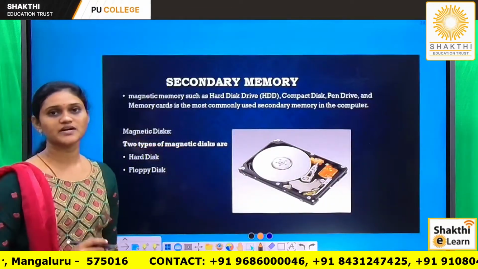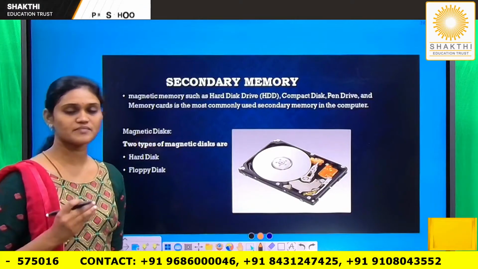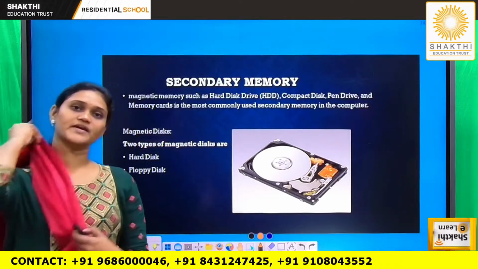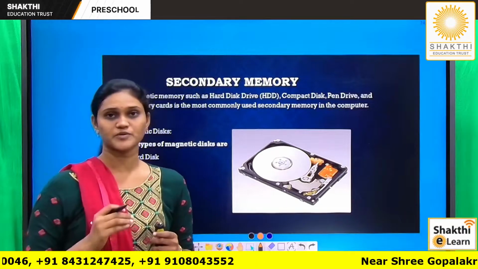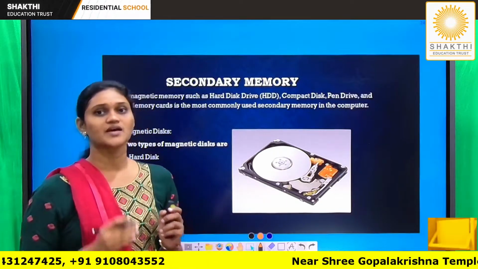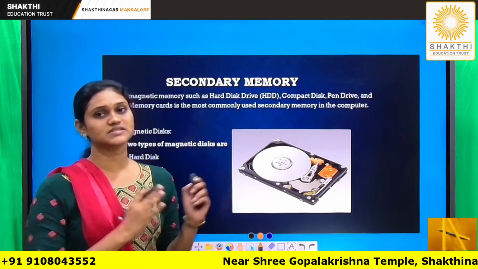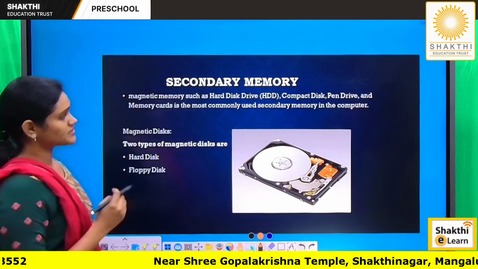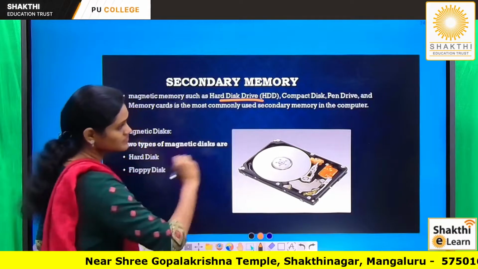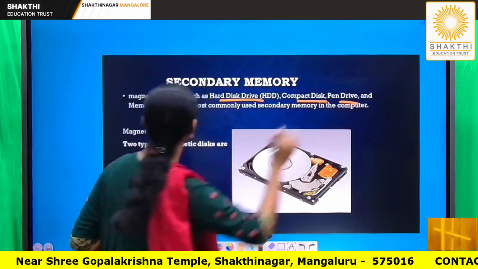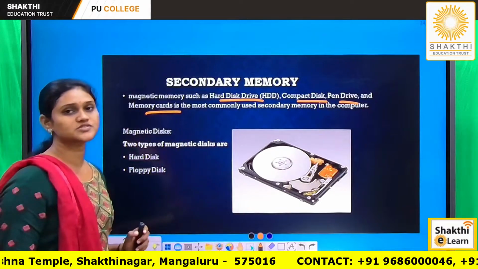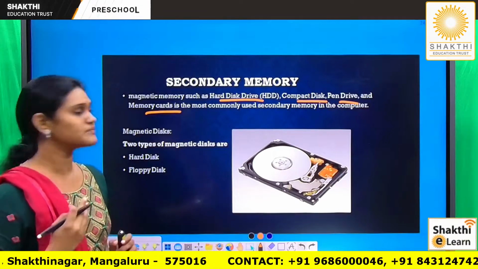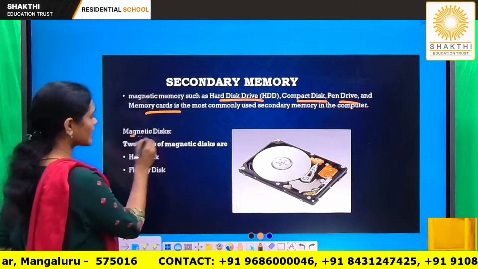Now coming to the secondary memory. Secondary memory means we are depending upon an external storage device. So it is not built into the computer like our primary memory. These devices are called secondary memory. And what are they? Hard disk drive, compact disk, pen drive, USB, memory card are the commonly used examples of secondary memory.